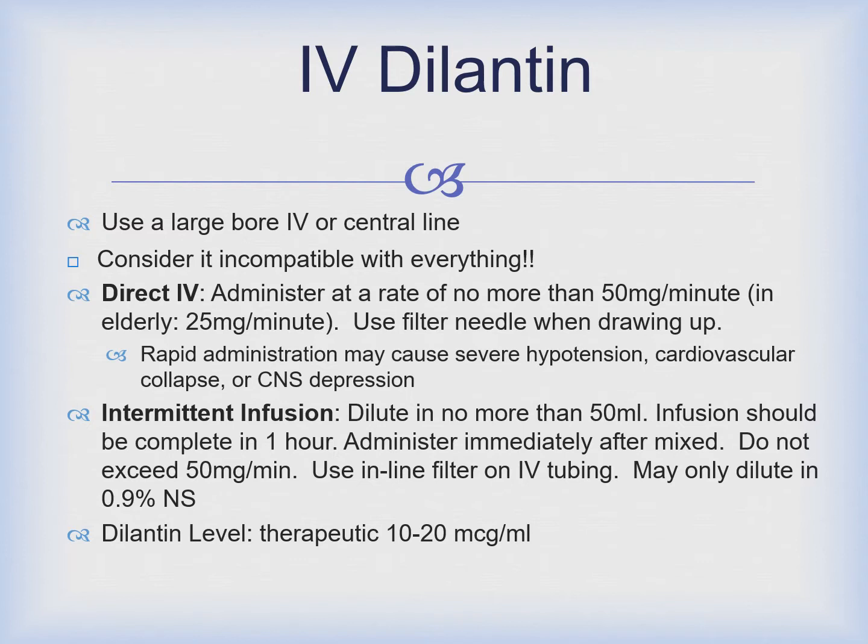So immediately after mixing it, I'd hang it. I'd complete my infusion within the hour, and I cannot exceed 50 milligrams per minute. So that's that same kind of idea with the IV push or the intermittent infusion. You do not exceed 50 milligrams per minute. And if it's an elderly person, then consider 25 milligrams per minute. Here we're using an inline filter on the IV tubing, again because it's not stable. And then you're only mixing it in normal saline because that's the only thing it's compatible with. Here's your Dilantin level. We're looking for therapeutic from 10 to 20 mcg per milliliter.